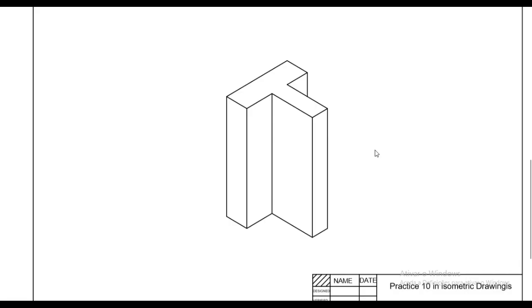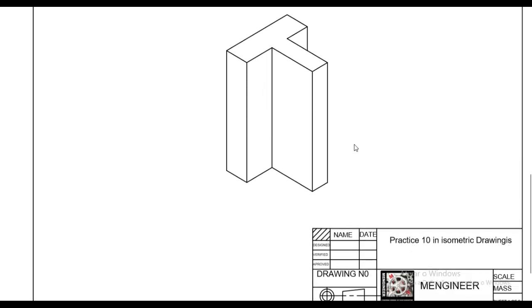This is AutoCAD for Mechanical Engineering. This is lesson number 30. In this lesson, we'll start talking about isometric drawing. We'll make this practice here, practice number 10, a simple drawing, and then I'm going to go to the very complex one. We're going to make this drawing inside of this title block, as you can see here.